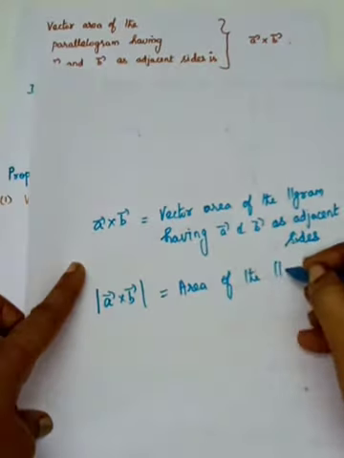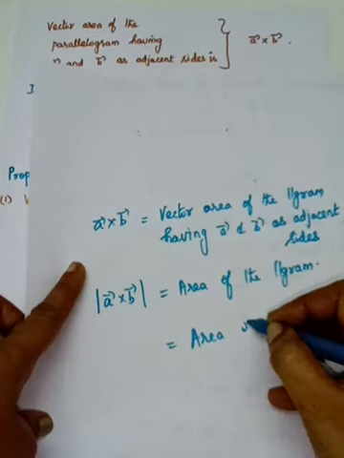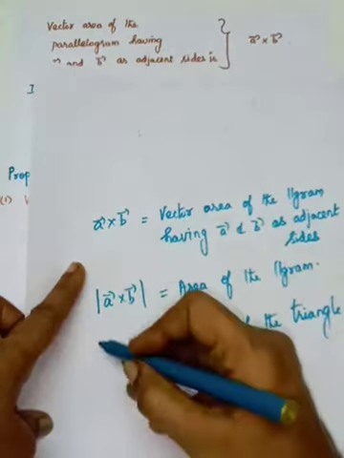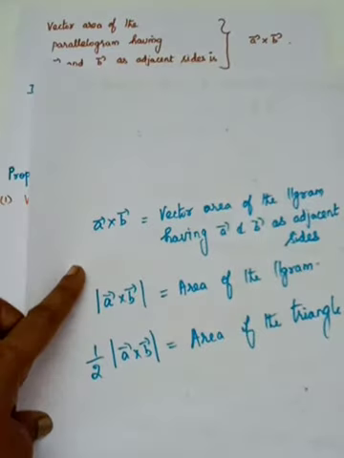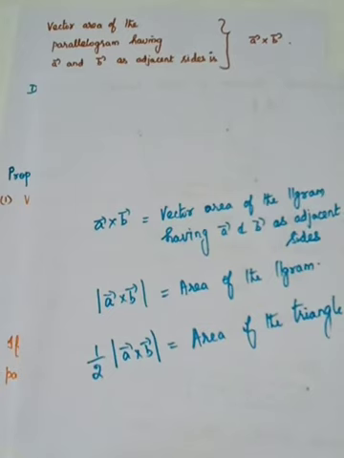So that is the area of the parallelogram. If you want to find only the area of the triangle, it is half into modulus of A vector cross B vector. Area is nothing but a number, so if you want to write the number, you have to write the modulus. Modulus of A cross B is the area of the parallelogram, and A vector and B vector are the adjacent sides of the parallelogram. If you want to find the area of the triangle, you have to use the formula half into modulus of A vector cross B vector.